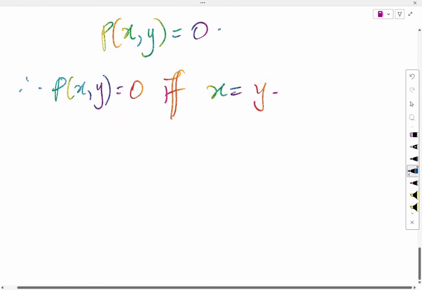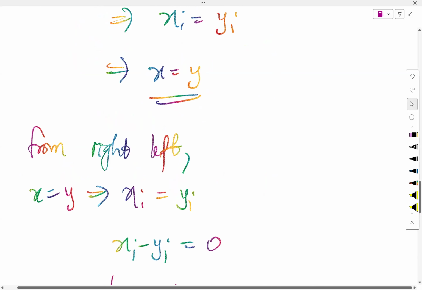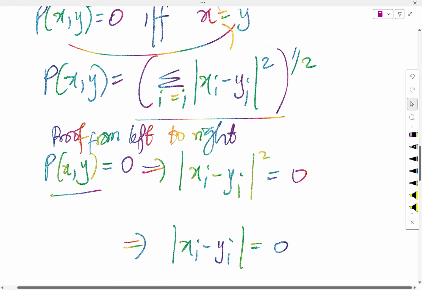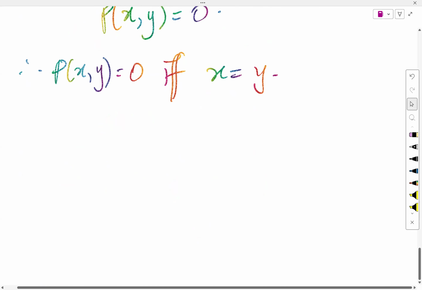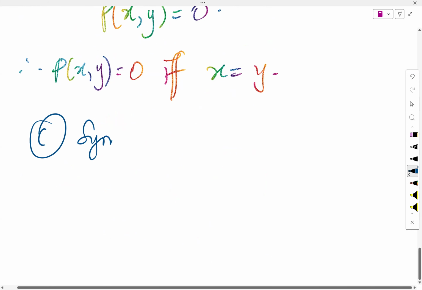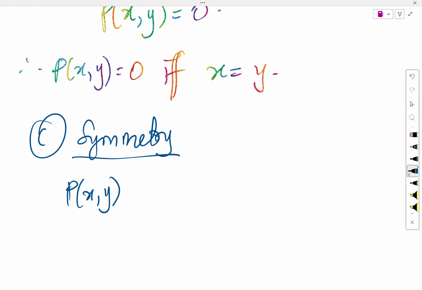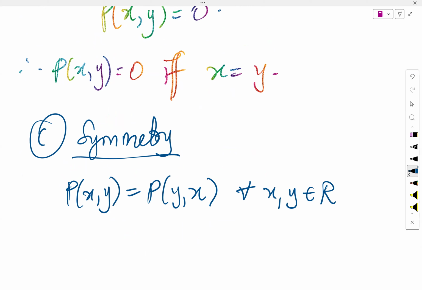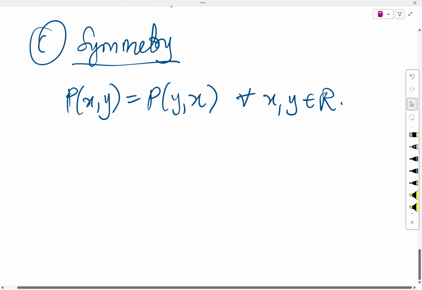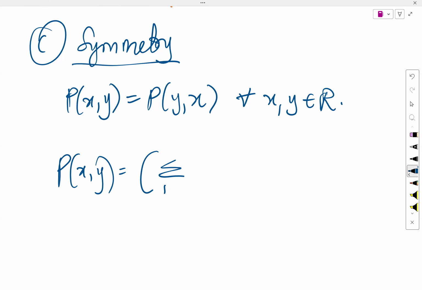So we can go on to talk about the third property, symmetry. Let's talk about symmetry. Symmetry simply implies that P of x comma y is equal to P of y comma x for all x and y belonging to the real number system. Basically, that's what symmetry is about. And of course, what we have is P of x comma y equals summation from I equals 1 to 2 of the absolute value of xi minus yi all squared, raised to power half.